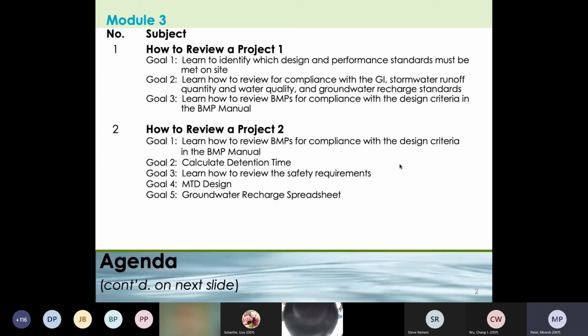Here's part one of today's agenda for Module 3. Today we'll be tying into what was presented in the two prior modules and apply that information to reviewing projects. We have how to review a project 1, which will be presented by Anthony Vroblick along with myself. And then we have how to review a project 2, which will be presented by Changyi Wu.